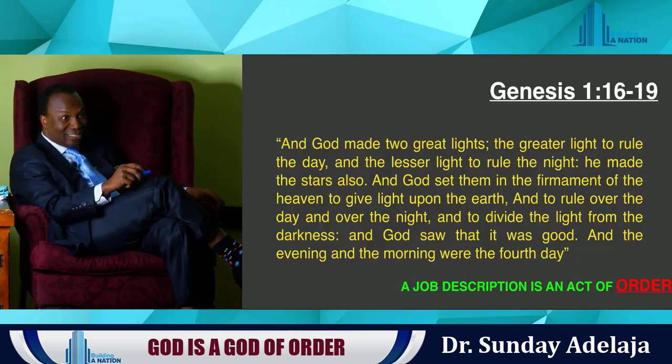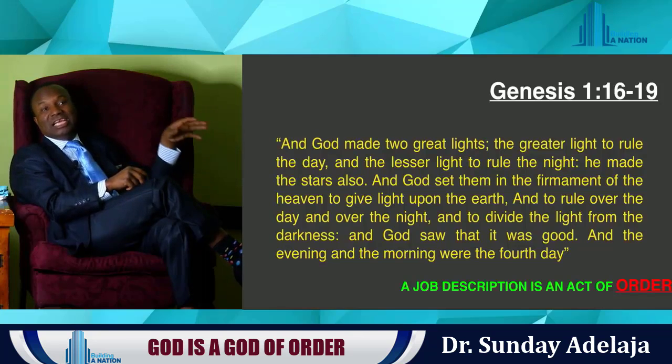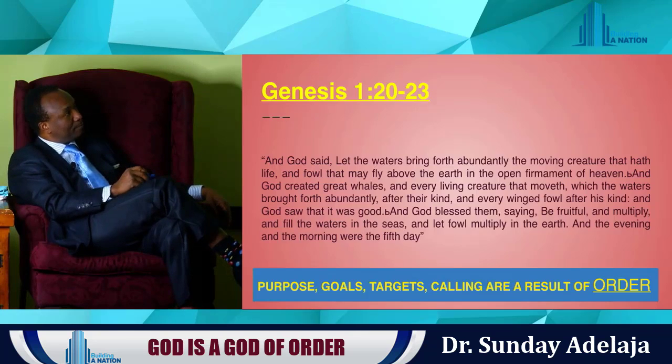You see, divide. That's also order right there. Divide the light from the darkness. Divide. That is demarcation, what we spoke about. And God saw that it was good, and the evening and the morning were the fourth day. That is also job description for you. And creation. The process of creation is happening through order. Order is what is giving birth to all these new products that we are saying.